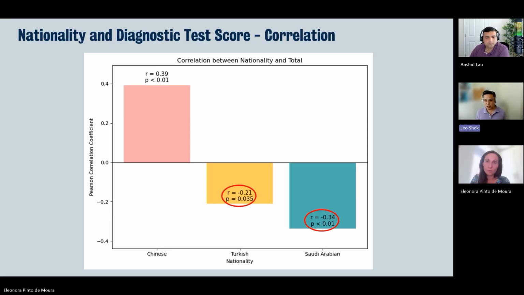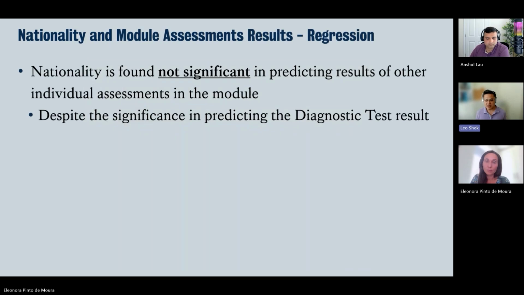Well, you may be tempted to believe that then that becomes the only factor we should look at. So we should provide more support to the Saudi Arabian students or something like that. But when we do another analysis for the students based on their background, nationality, and the actual result during the year, we find that nationality is no longer a significant factor in predicting the result.